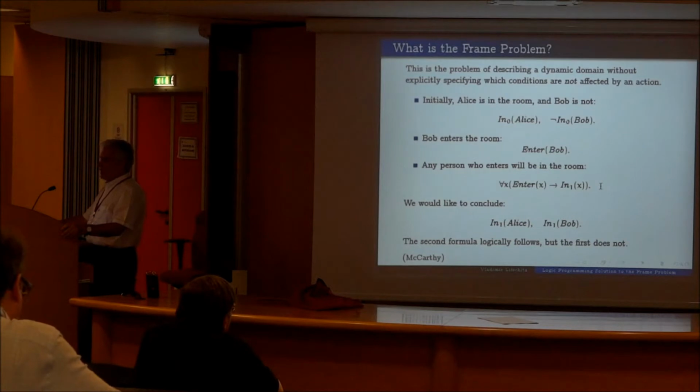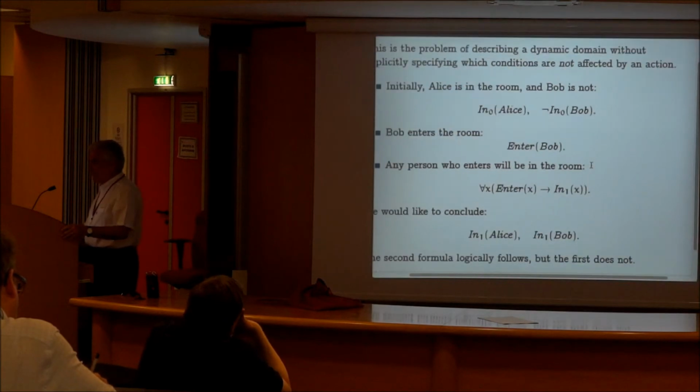And what we would like to conclude from these 3 assumptions, what common sense tells us, is that after Bob entered the room, now both Alice and Bob are going to be in the room. We'd like to conclude in 1 of Alice, in 1 of Bob. And the second formula logically follows. It follows from the second and third bullet by just applying predicate calculus rules.